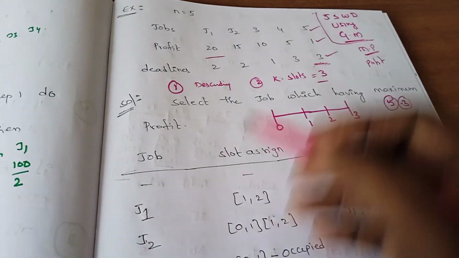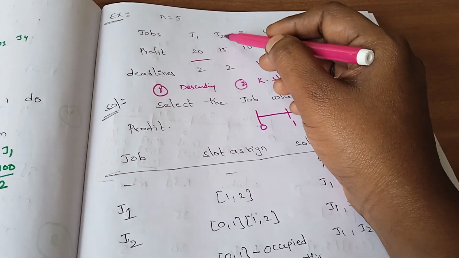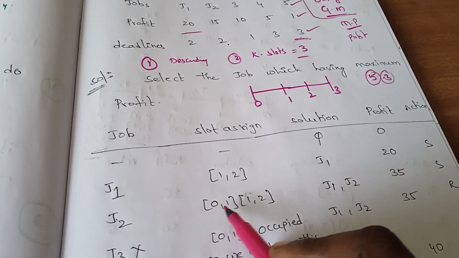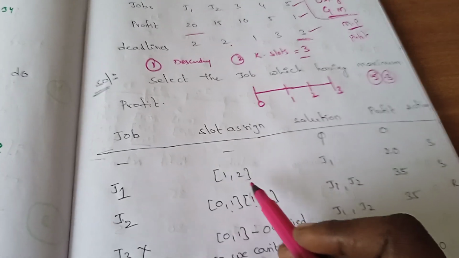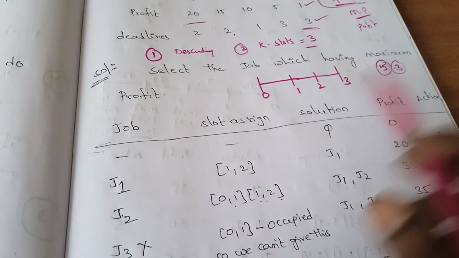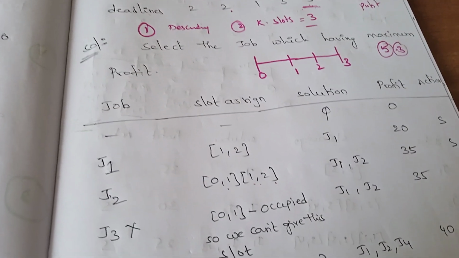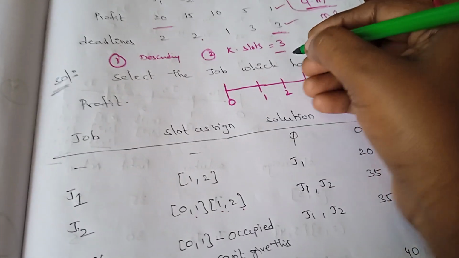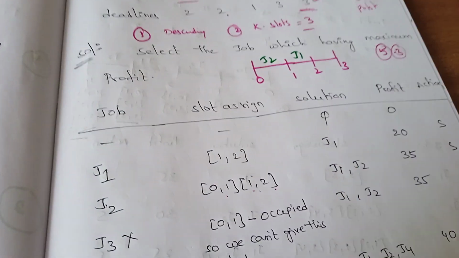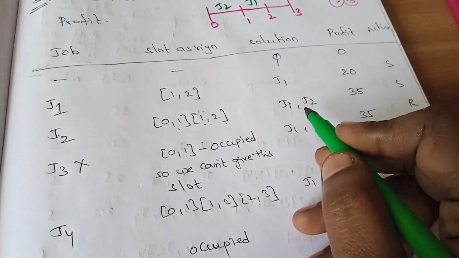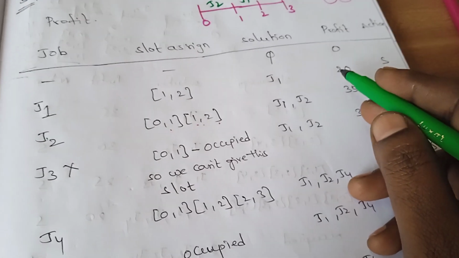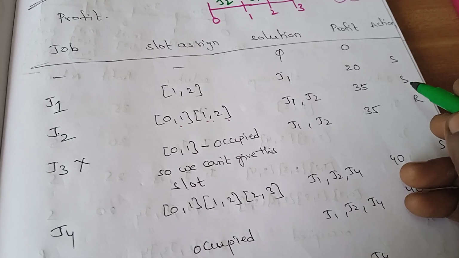Now let's take J2. How much time will it wait? Again 2 hours, which means 0 to 1 and 1 to 2. As 1 comma 2 is already occupied by J1, now 0 comma 1 is free. So I can take J2's work to be done in 0 comma 1. That means 1 comma 2 is given to J1 and 0 comma 1 is given to J2. Now the solution is J1, J2 and the profit is 20 plus 15, which is 35. J2 is also selected.